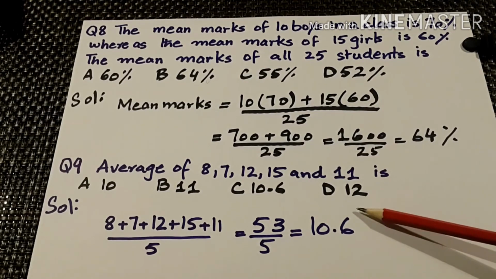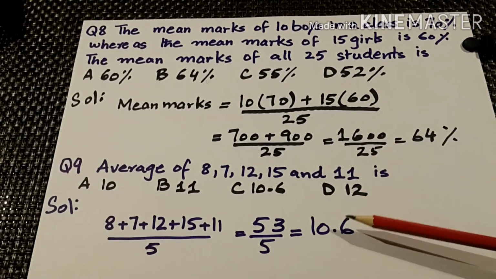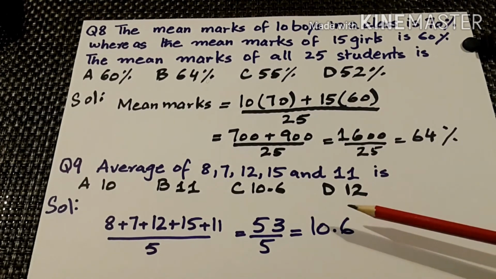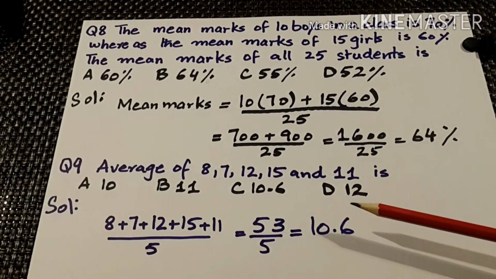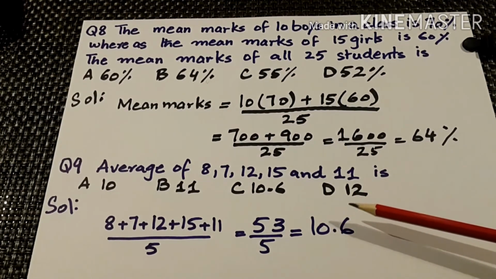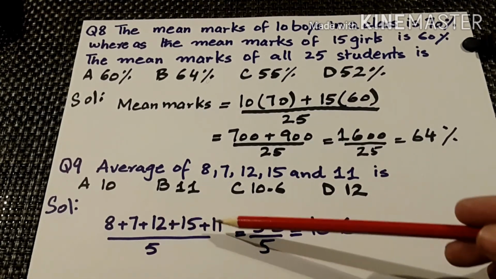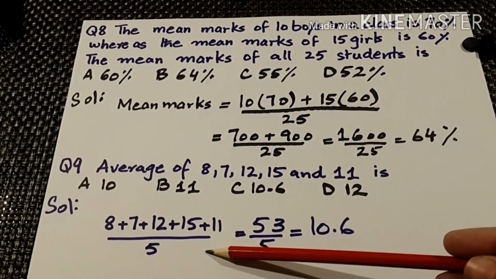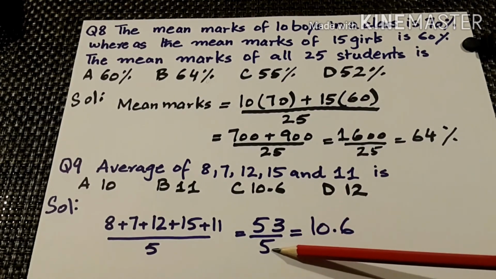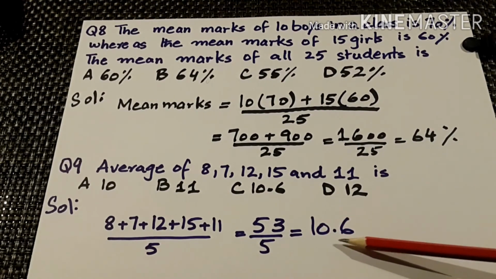Now we have to calculate the average of 8, 7, 12, 15 and 11, and the options are 10, 11, 10.6 or 12. Now this is the simplest question, and we solve it. We add the values and we divide it by total number. We get 53 divided by 5, that is 10.6.